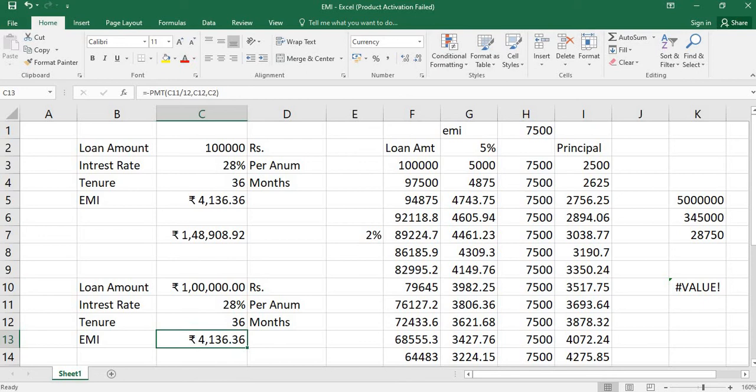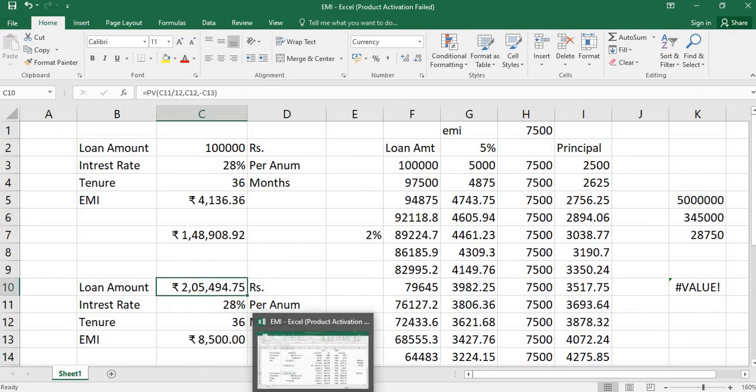If the person is able to pay an amount of 6,500 per month, then he gets the amount of 1,57,143 rupees. He will be getting that loan amount. So if I change the value here, I can get the loan amount. This is how we calculate the PV formula, present value formula, in MS Excel.